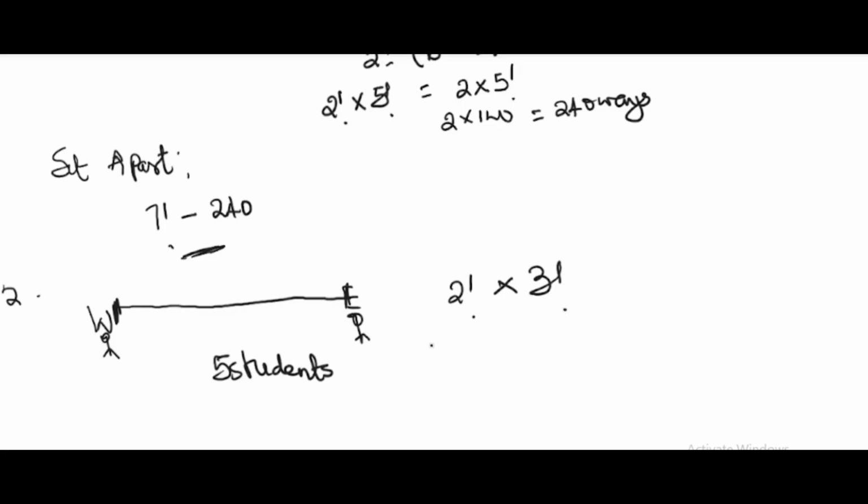Have you seen why I said that's the easiest question? 2 factorial remains 2, while 3 factorial is 6, and that is 12 ways. Is that clear? All right, now moving to the third question.